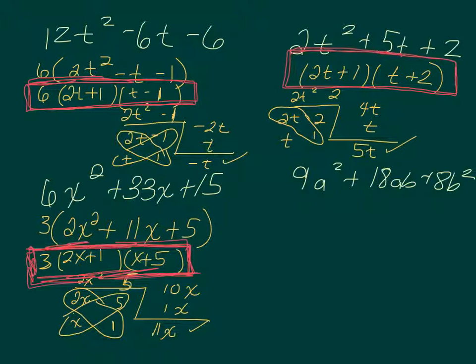Alright, one last one. So 9a squared plus 18ab plus 8b squared. 9 and 18 have common factors. 18 and 8 have common factors, but I don't think that there are common factors for all three of these. So I know, though, that I want to make two binomials, but since I have a number in front of a squared, I'm going to use the z box. So 9a squared, 8b squared, 18ab.